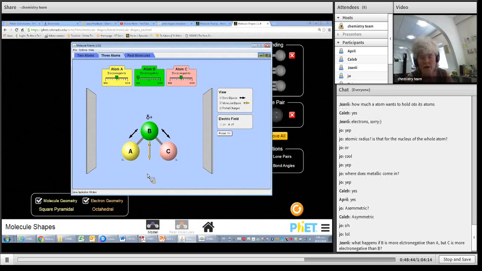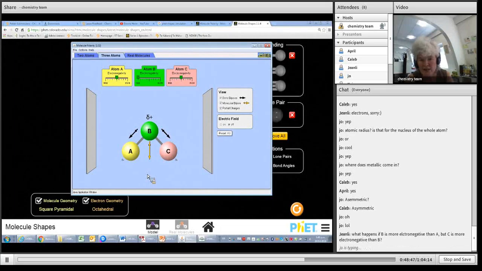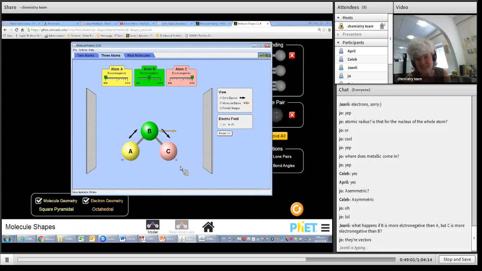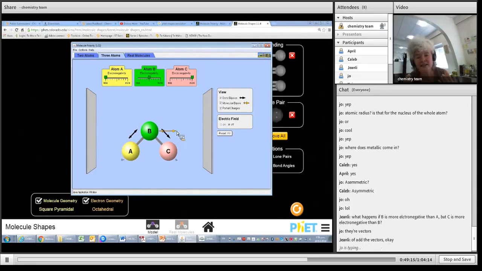What happens when B is more electronegative than A, but C is more electronegative than B? So we'll make A there, and we'll make B there, and we'll make C there. Okay, you get something like that. So they're vectors. You do not have to do vector calculations in chemistry, so don't worry about that. And you would not have to be able to draw where the molecular dipole is. You must just simply recognize that there would be a molecular dipole. That's all what you would have to do. You wouldn't have to say, oh, this is the negative end, or something like that.